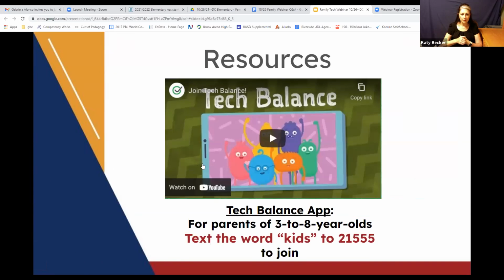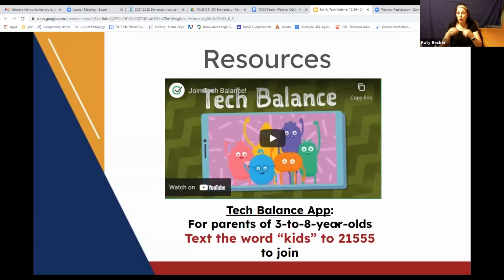And then the next piece that we have is there is actually an app that you can download on your phone. And it is designed for parents with children for the age of 3 to 8 years old. So all you do is text to the number 21555, and you're going to text the word kids. And when you get your response and you add the app, it actually allows you to choose whatever language that you're in. It has both Spanish as well as English.